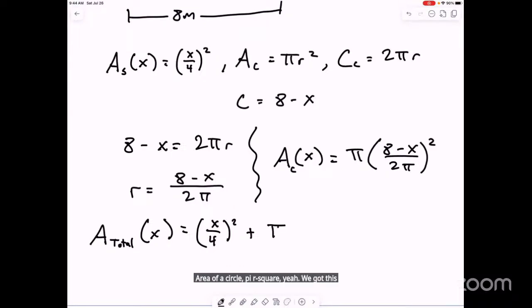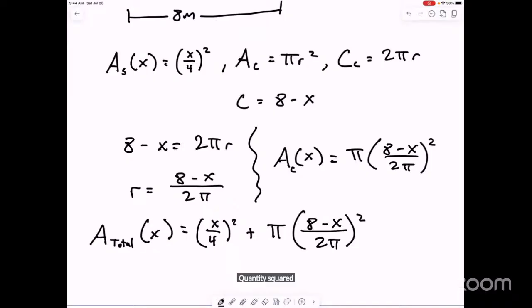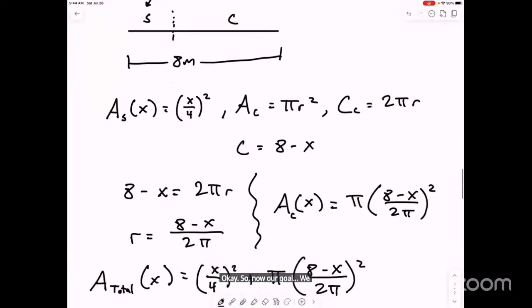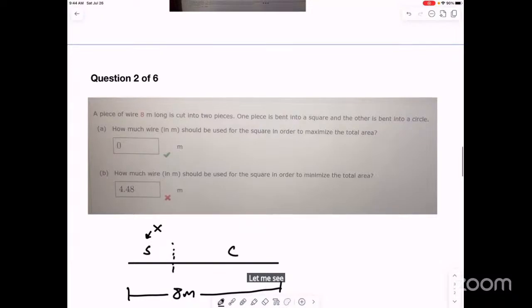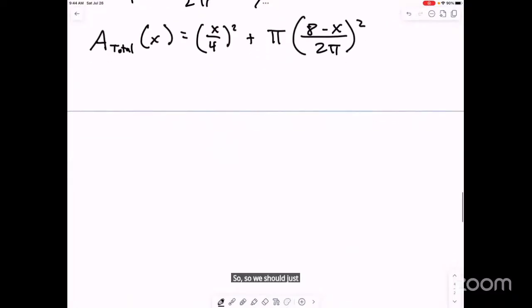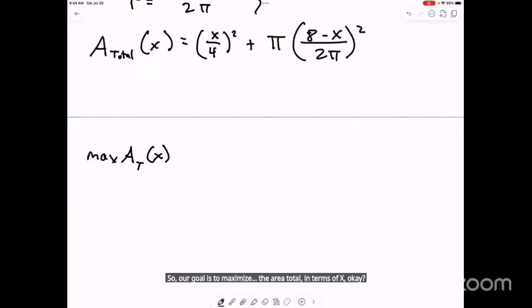We've got this pi, and I need to simplify these, 8 minus x over 2 pi quantity squared. Okay, so now our goal: we want to maximize the total area. It says how much wire should be used for the square, so that's our x. We should be able to solve for x. So our goal is to maximize the total area in terms of x.